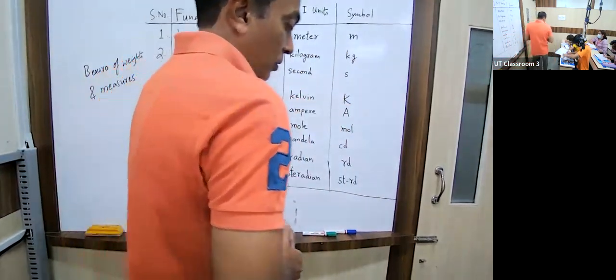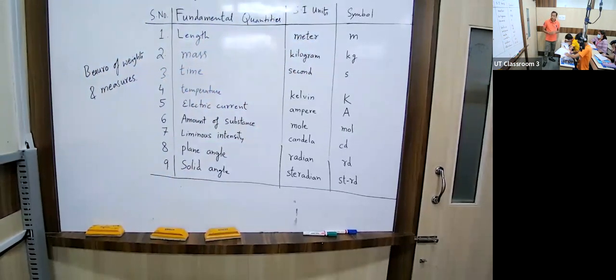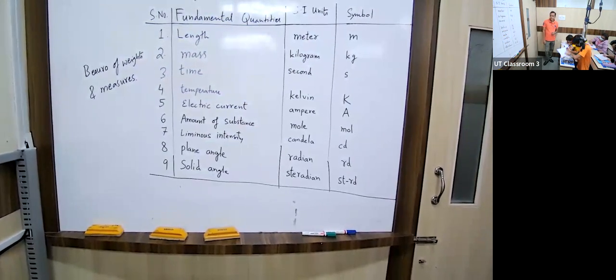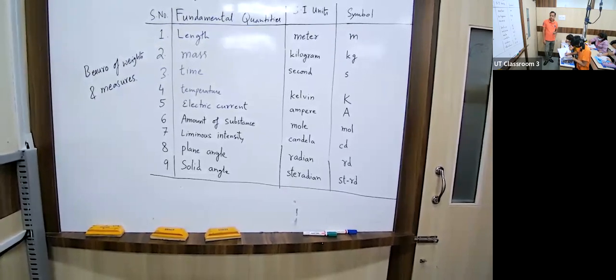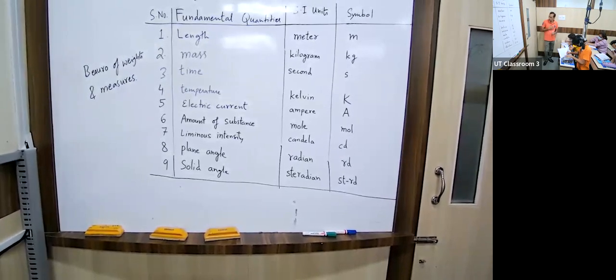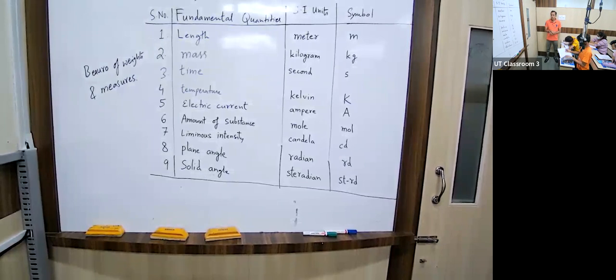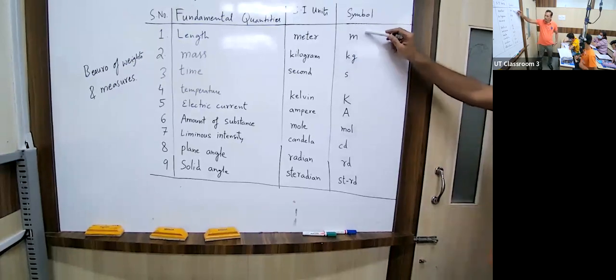So these are the only units that you have to memorize. All the derived units are basically combinations of these. Okay? No units outside this. So now these things are straightforward, right?